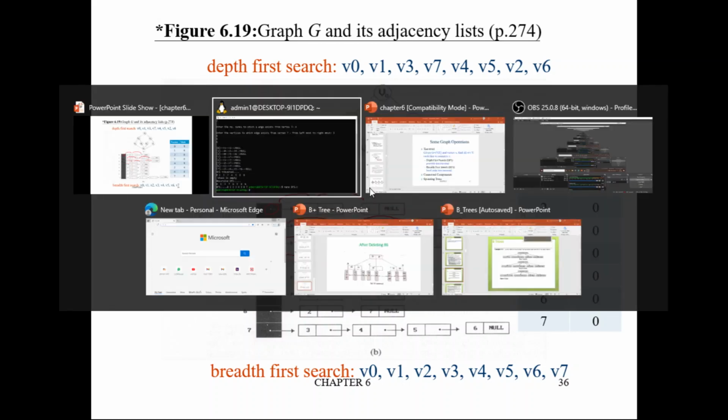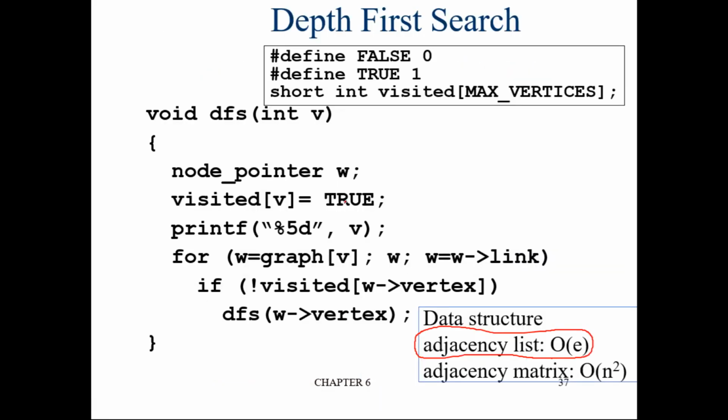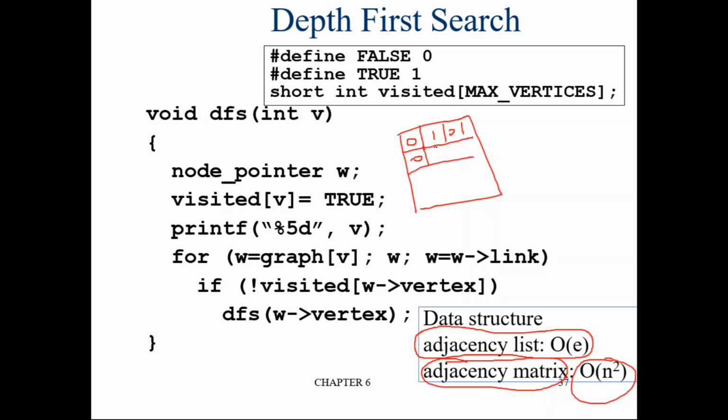But if you implement it using an adjacency matrix, then the number of operations will be order of n square. Because you remember, in an adjacency matrix we maintain all the entries: 0 means there is no edge, 1 means there is an edge. Even if it is a 0, you have to go and check whether 0 is there or not. If 1 is there, we will consider it, but 0 we will ignore. But still, you have to check all the entries.